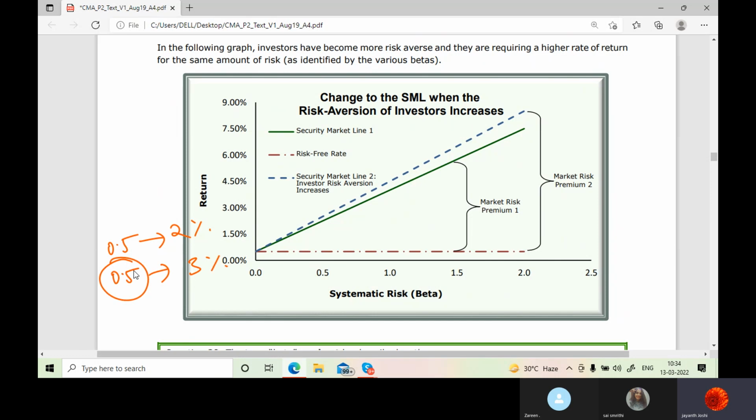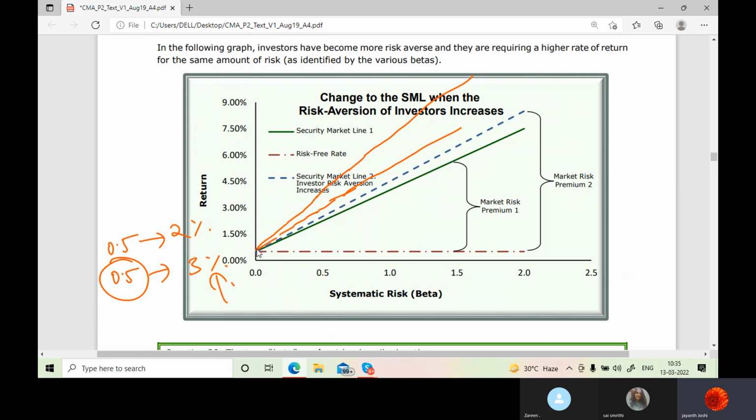That means the risk should be less and the return should be high. They would be looking for those kind of options. So when you make the graph for 0.5, if you put 2, for 0.5 you have to put 3. So your graph would be here for risk averse investors rather than here in normal scenarios.